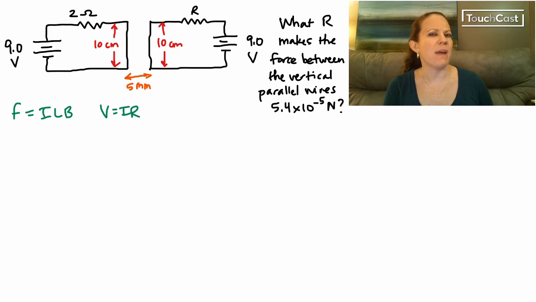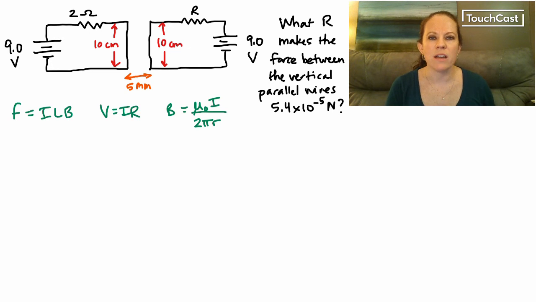Well, how do we find the magnetic field due to a current carrying wire? That relationship is B, the magnetic field, equals mu naught, the permeability of free space, multiplied by the current divided by 2 pi r, where this little r is the distance between the current carrying wire and the point in question. So in this case, it's going to be the 5 millimeters because the wire that's feeling the field is 5 millimeters away from the wire that's generating the field.